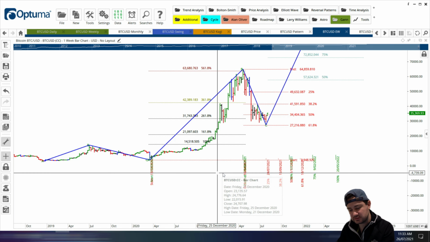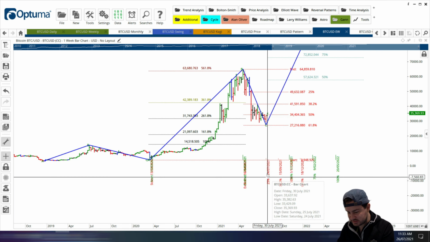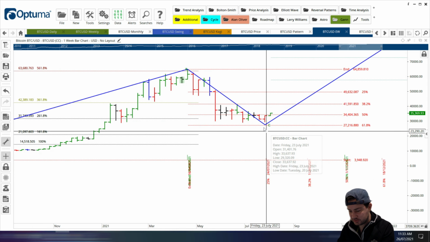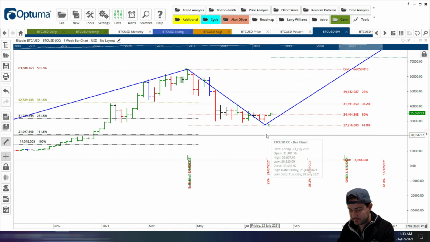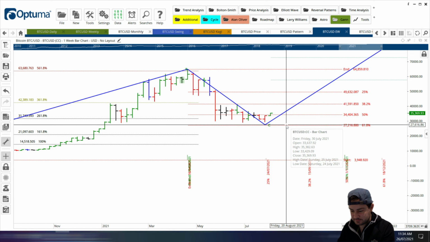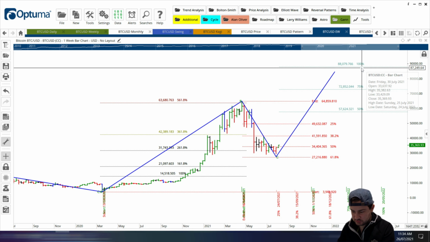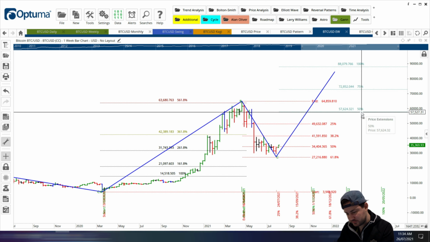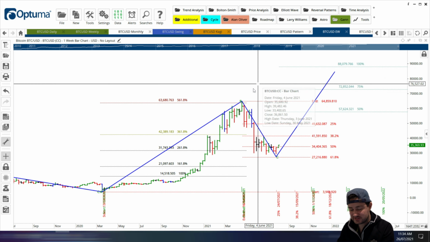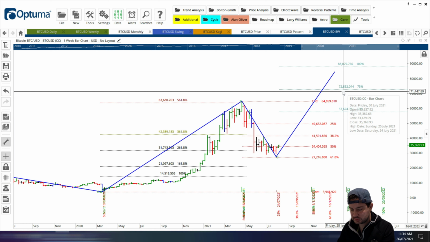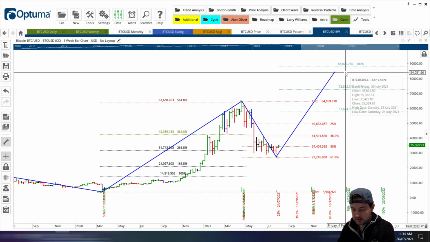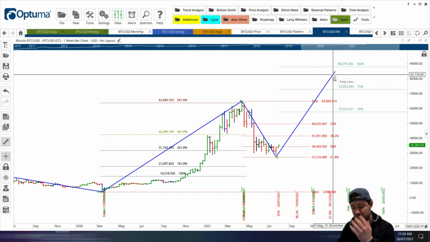So we're going out in time, 25% hit, which is why I originally drew the low potentially around here, around the 61.8%. So if we are done with that move, we could be heading up to between 57, 75% and 100% of the last move, which will take us between 72,000 and 88,000 if we're in a 5-wave Elliott run here.